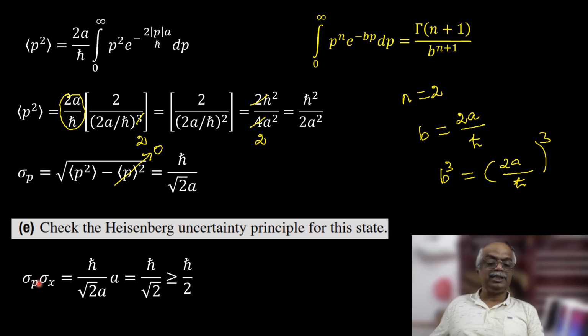Now the question, section E, is to check the Heisenberg uncertainty principle for this state. So that is sigma p into sigma x. Sigma p we have seen is h cross over square root of 2a, and sigma x we have already seen is a. So this a will get cancelled. So you will get h cross over square root of 2. Definitely this is greater than or equal to h cross by 2. So we have verified the uncertainty principle.